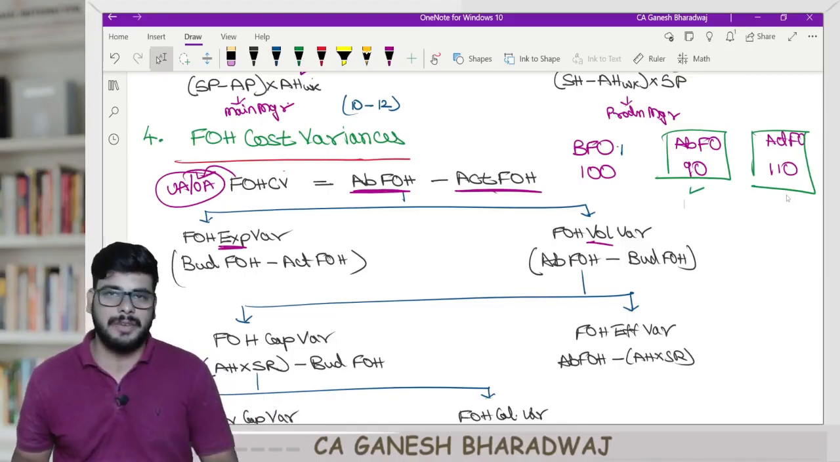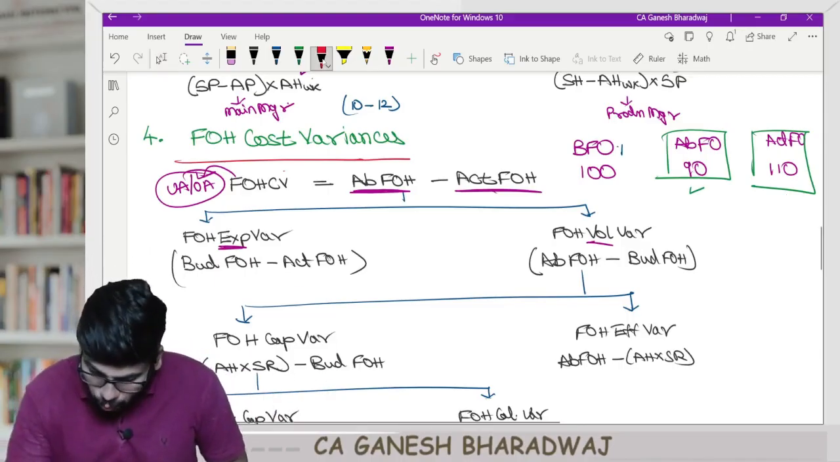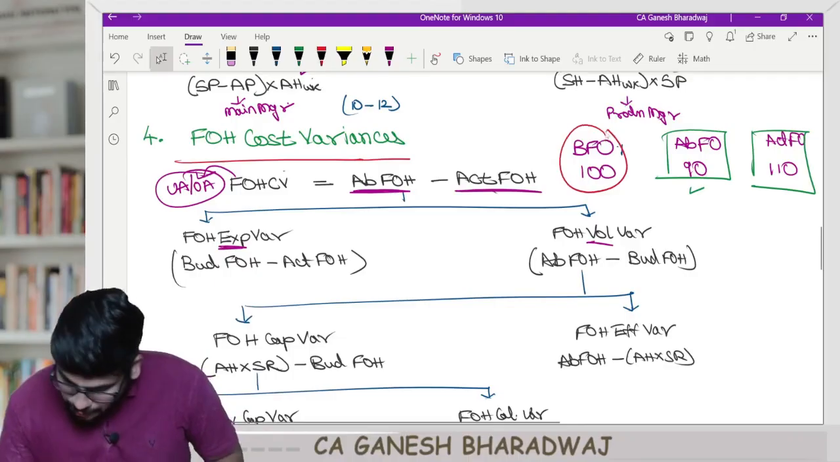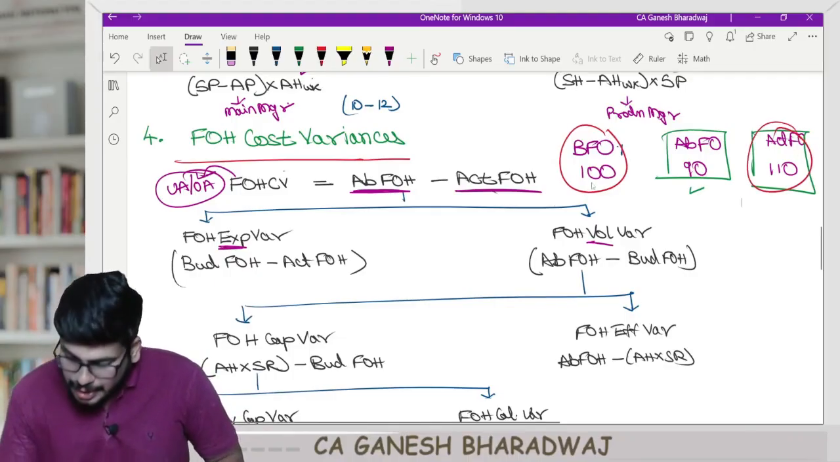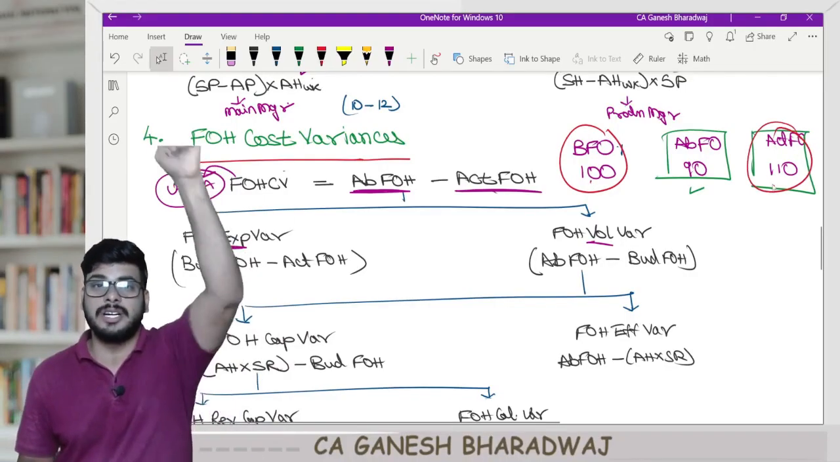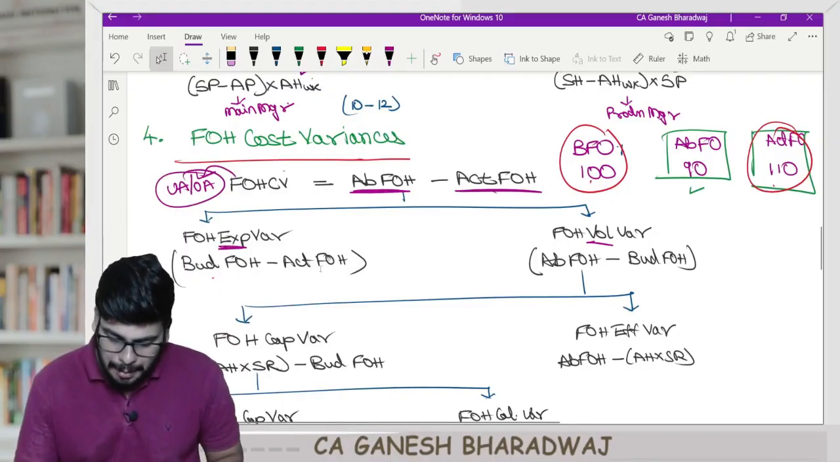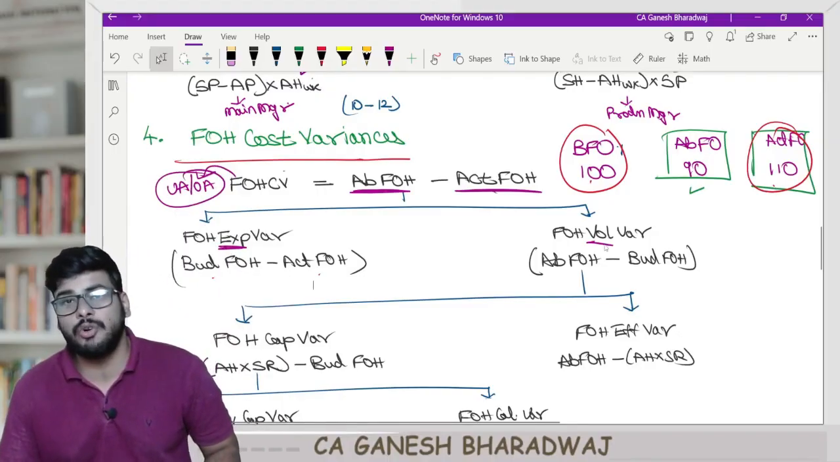Now, expenditure variance compares my budgeted figure with my actual figure. It is 100 minus 110. You have incurred 10 rupees more. Are you clear with this? Budgeted minus actual.